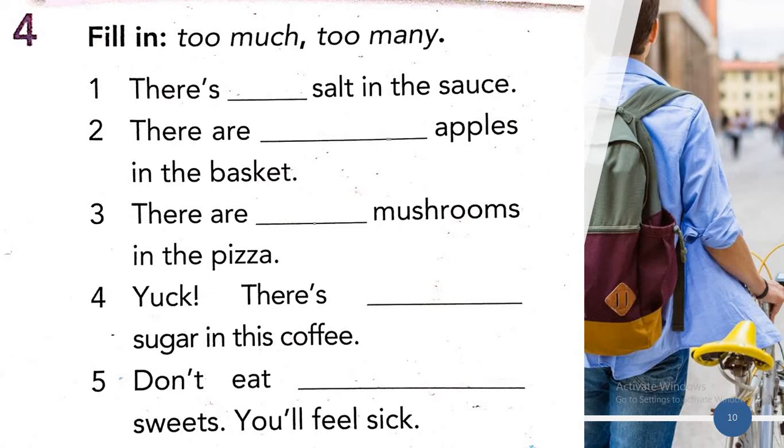Good, dear students. Well done. So 1, there is too much salt in the sauce. Salt, we can't count salt, so it's an uncountable noun. 2. There are too many apples in the basket. So apples are countable nouns, so we use too many.